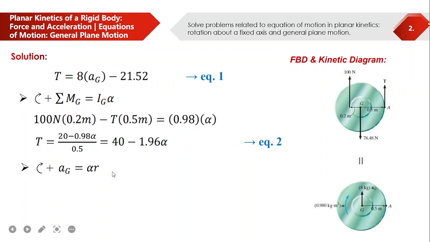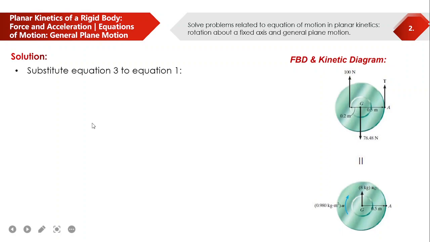Since A sub G is equal to A sub T, we already know this one, right? Multiply the radius by the angular acceleration and we get the acceleration. Therefore, A sub G is equal to alpha times 0.5. That will be our equation 3. The given here is the angular acceleration, but we need the acceleration. So we substitute equation 3 into equation 1.